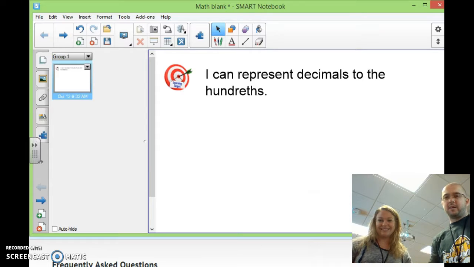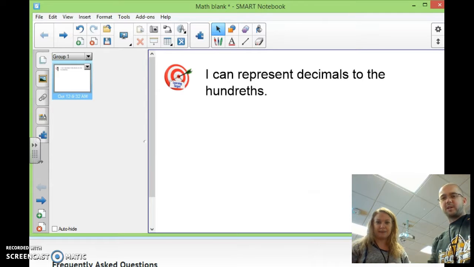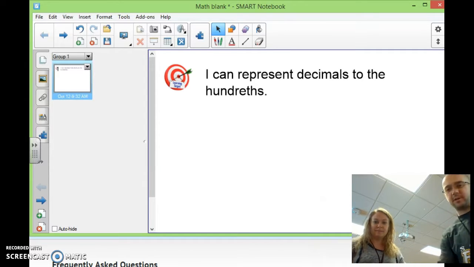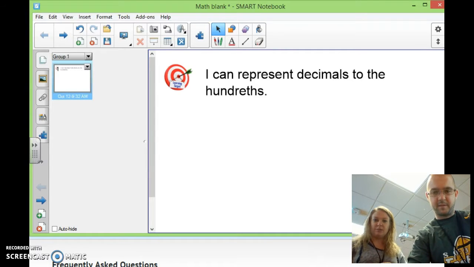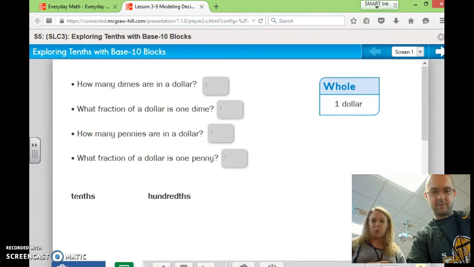So we're going to look at decimals today. Our learning target is I can represent decimals to the hundredths. Decimals to the hundredths. So we're going to talk first.